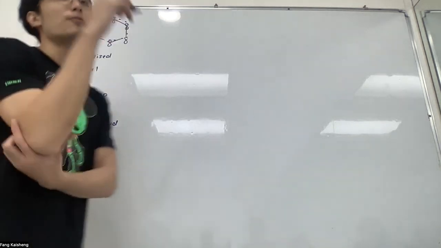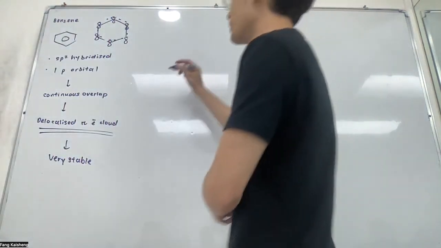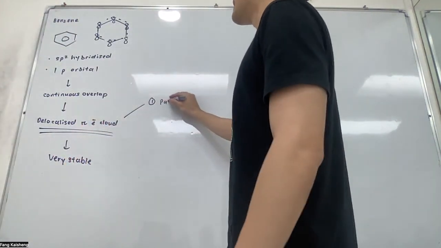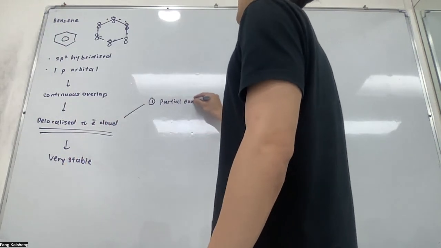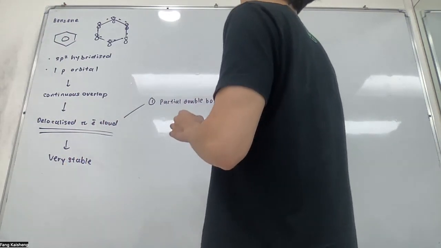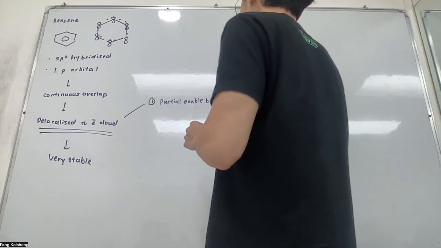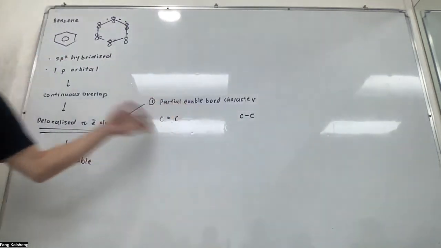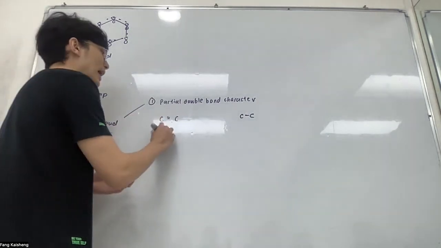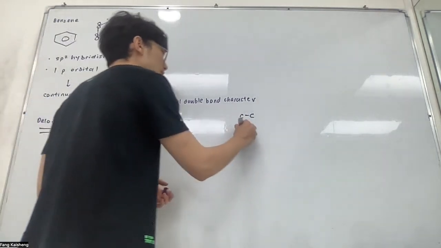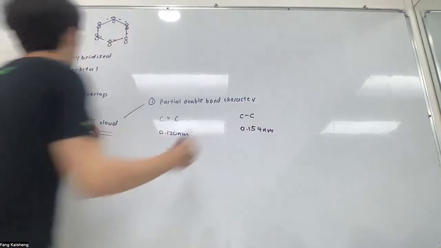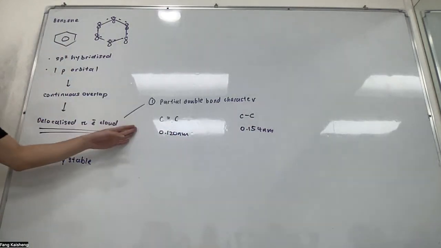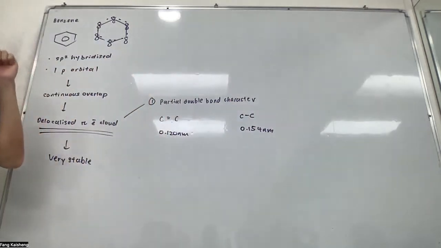So we talked about a few other properties as well, some of these properties that come from the delocalized pi electron cloud. Number one, there's this thing called partial double bond character. The bond length in benzene is in between that of a double bond and a single bond. The normal double bond and the normal single bond have their own lengths. Let's just say this is 0.12, this is 0.154. If you take benzene's carbon-carbon bonds, where will it be then? Is it smaller than this, larger than this, or in between? It will be in between.